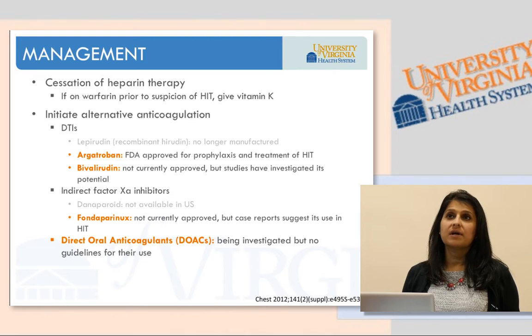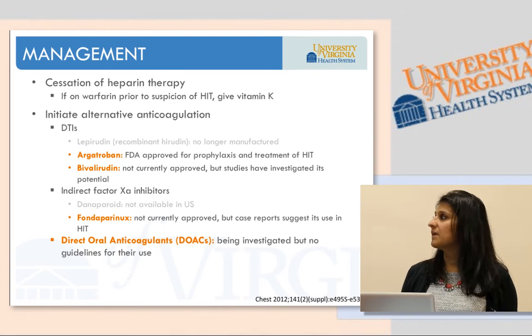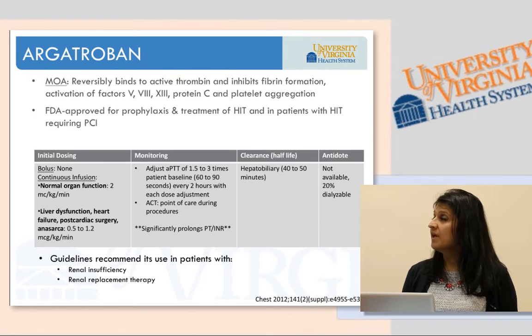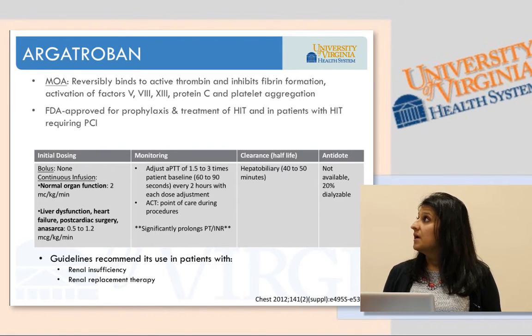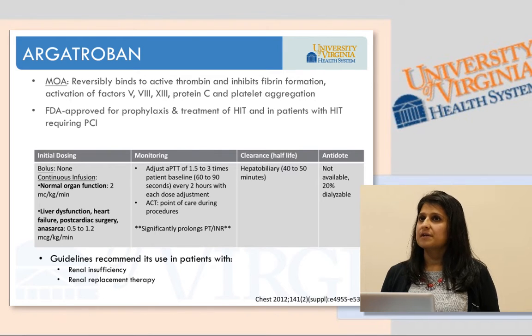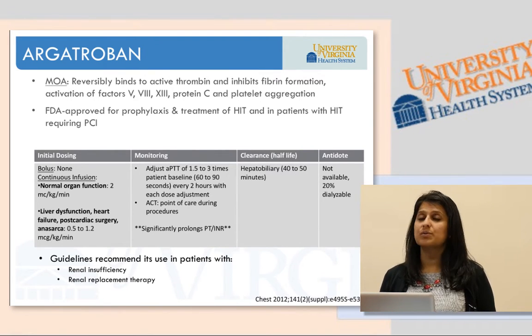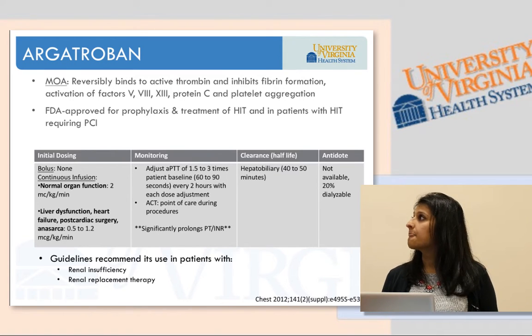And direct oral anticoagulants have not been recommended by any of the guidelines for use in HIT, but I'm still going to discuss its use. So thinking about argatroban first. Argatroban reversibly binds to thrombin and inhibits fibrin formation. As I mentioned earlier, it has been FDA approved for the treatment of HIT, and it's also been seen in patients with HIT requiring PCI.